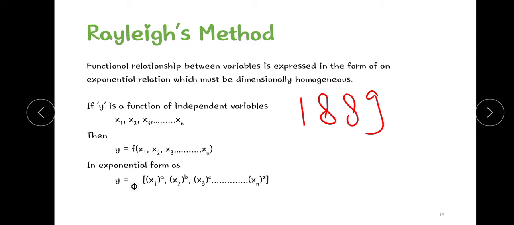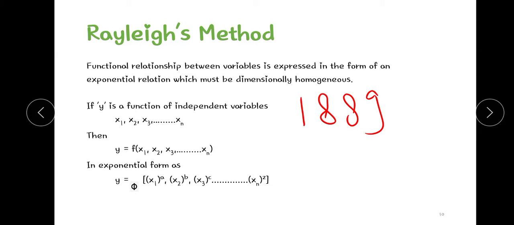Like, if y is a function of independent variables x1, x2, x3 up to xn. Suppose y is any dependent variable which depends on independent variables x1, x2 and so on up to xn. So we can write it like that: y is a function of these independent variables. y is equal to function f of x1, x2 and so on xn.